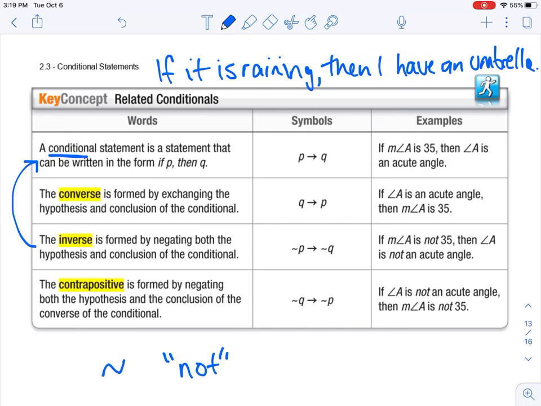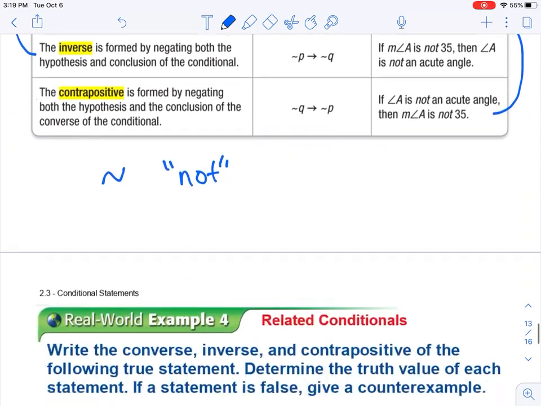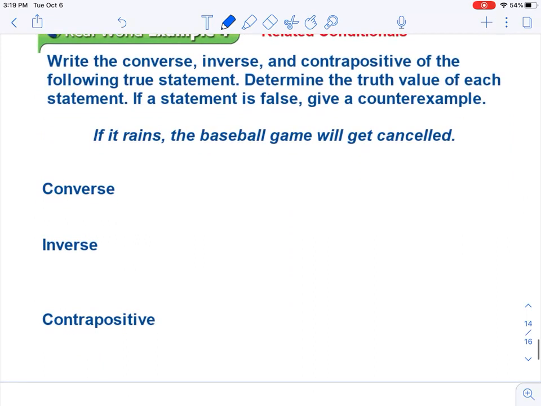And then the contrapositive is formed by negating both the hypothesis and the conclusion of the converse of the conditional. So the contrapositive is similar to the converse, but negated. So it would become, if I do not have an umbrella, then it is not raining. Okay? So we'll try a few so you can see them out.